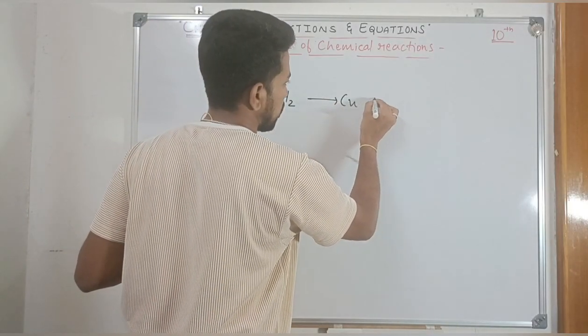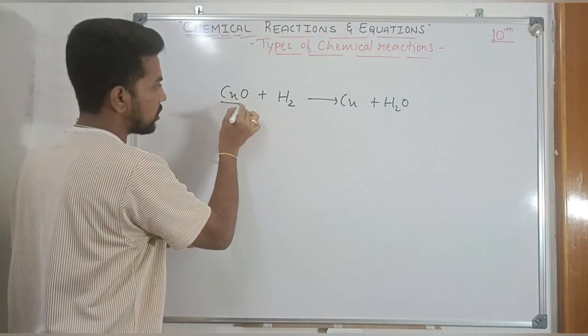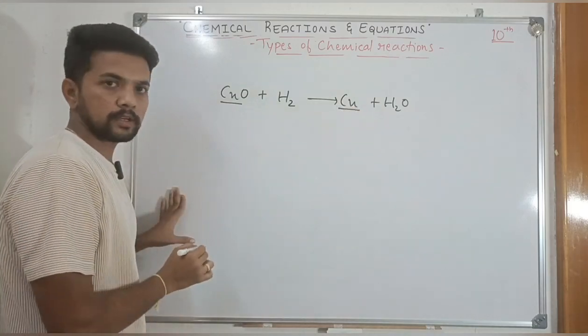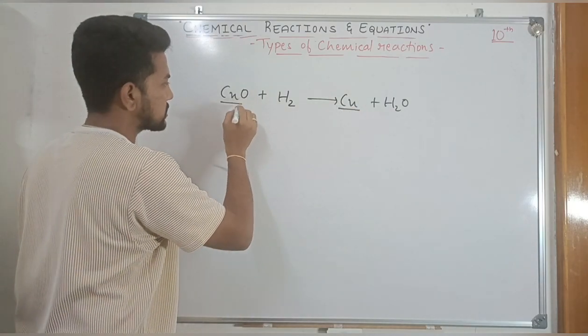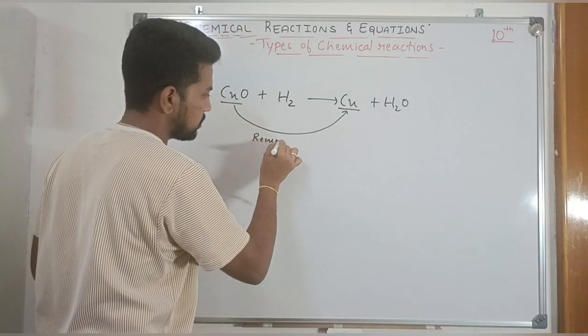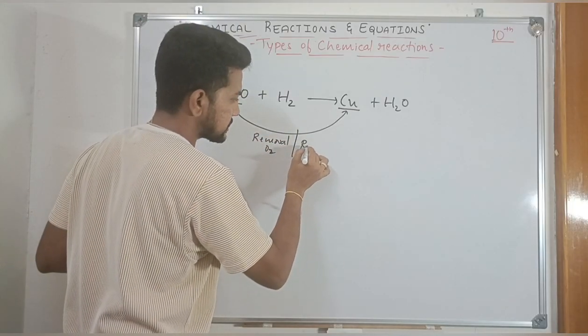To explain again: when hydrogen gas is passed over copper oxide, there is a formation of copper and water molecules. Here copper oxide becomes copper. So removal of oxygen takes place. That is nothing but a reduction reaction.